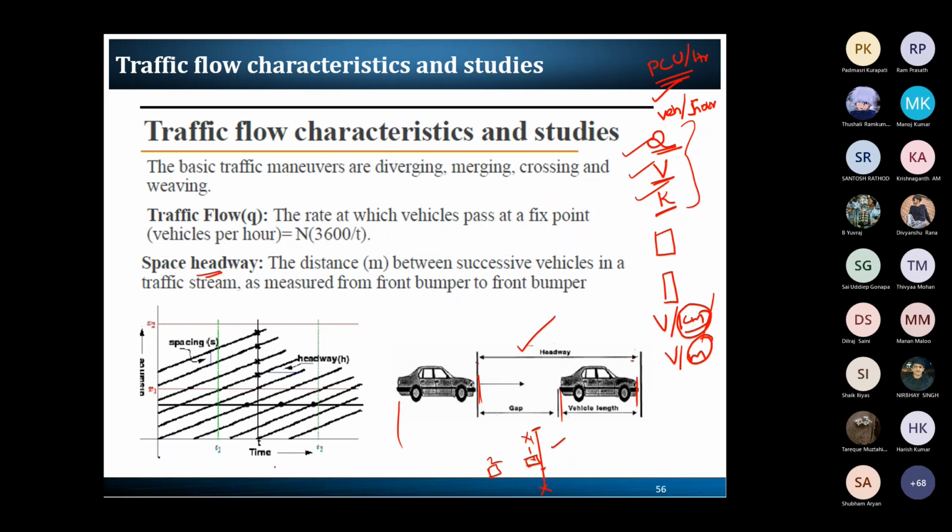So these are the relationships we have given, the time and the distance. This is vehicle 1, this is vehicle 2, and this space is the space headway. When it comes to the time headway, this horizontal distance is defined as the time headway. The same concept as space mean speed and time mean speed can be applied. So these are some of the basic and fundamental characteristics in traffic flow: speed, density and headway.